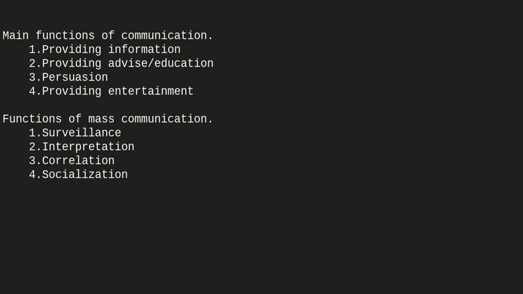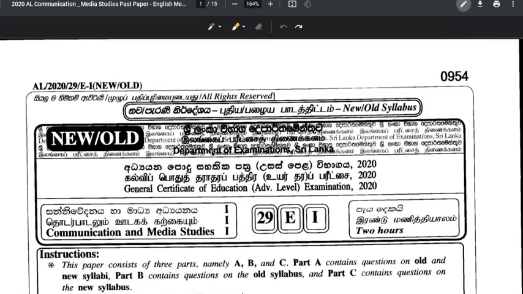Then the functions of mass media, mass communication, right? Actually this is a separate part. Now here we have to discuss some things like surveillance, interpretation, correlation and socialization. Let's discuss these things in detail in the upcoming lesson also. Then let's see some MCQs related to these facts.